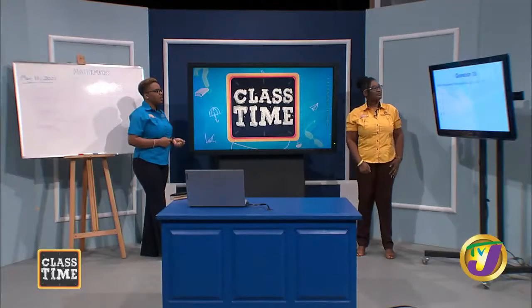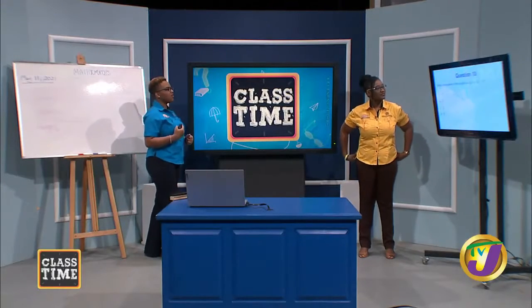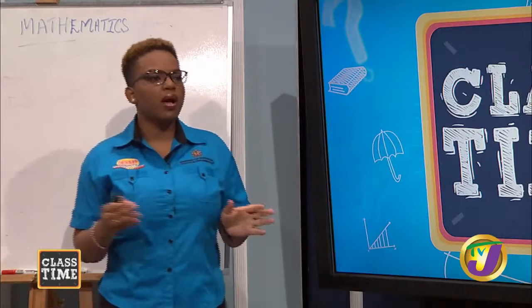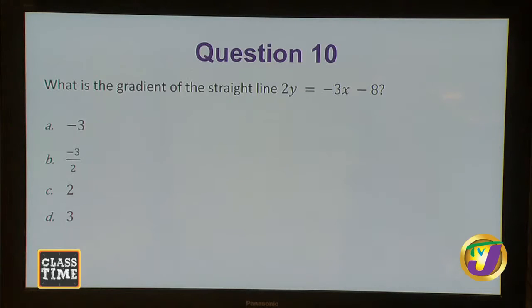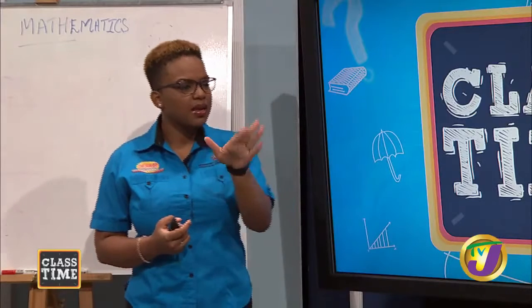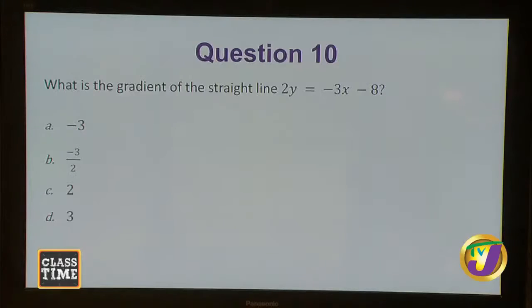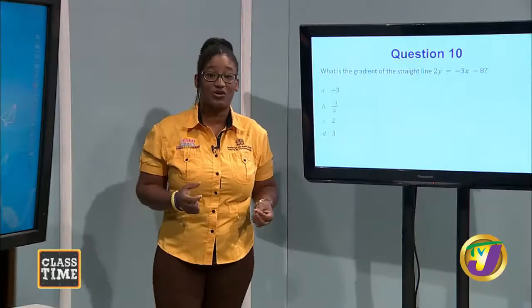All right, so what is the gradient of the straight line 2y = -3x - 8? Okay, so they give us the equation and we need to find the gradient. But I can pick it out easy. You just tell me that the m is the gradient and it's right there, -3. If you dare say -3, I should just send you a virtual conch right now.